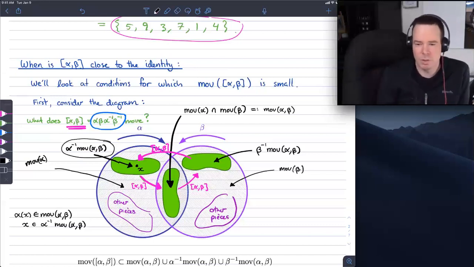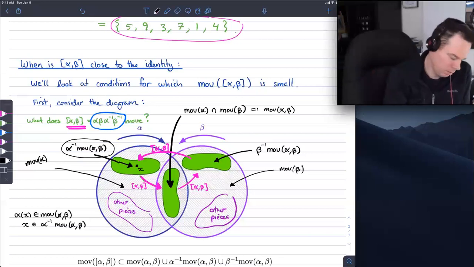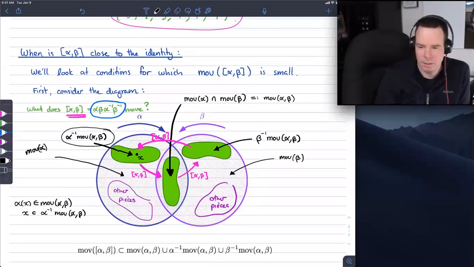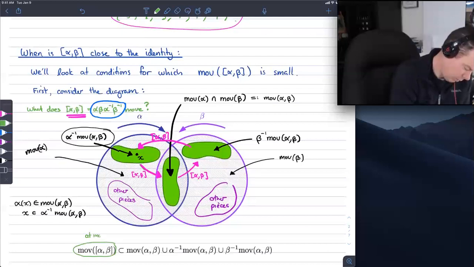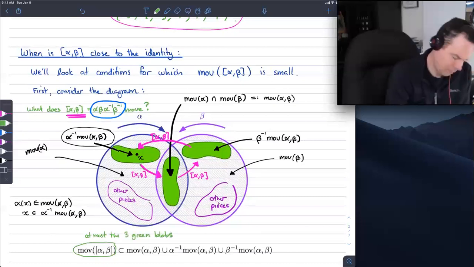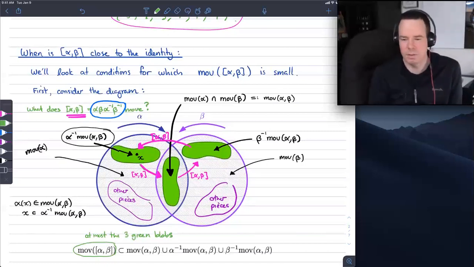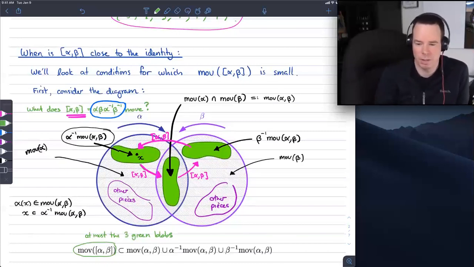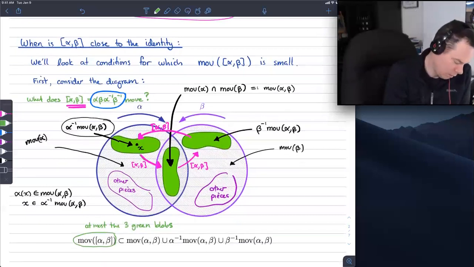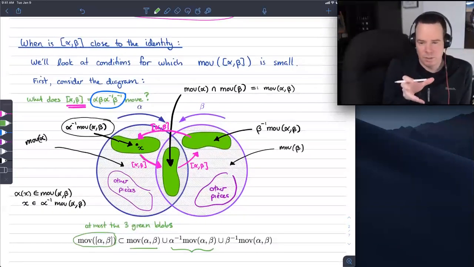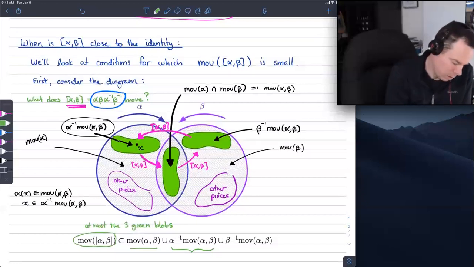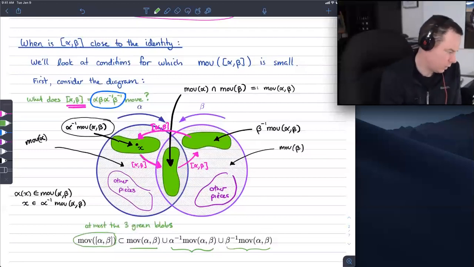And those three blobs are the only three blobs that get moved by the commutator. And so that's what we've written down here at the very bottom, that the move set of the commutator, so this thing here, is at most the three green blobs. What's moved by the commutator? At most, it's these three green blobs. Nothing else, anything that's not in these green blobs will not get moved. And so that's what we've written down below, that the move set of the commutator is the intersection. This thing, which is alpha inverse applied to the intersection, or taking alpha and rotating it in the opposite direction, doing an alpha inverse and finding out what that other blob is, and then beta inverse of that move set.